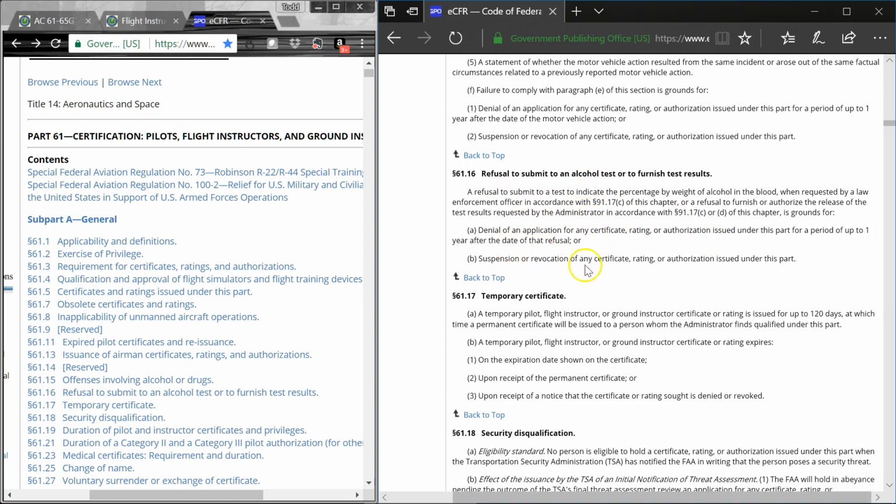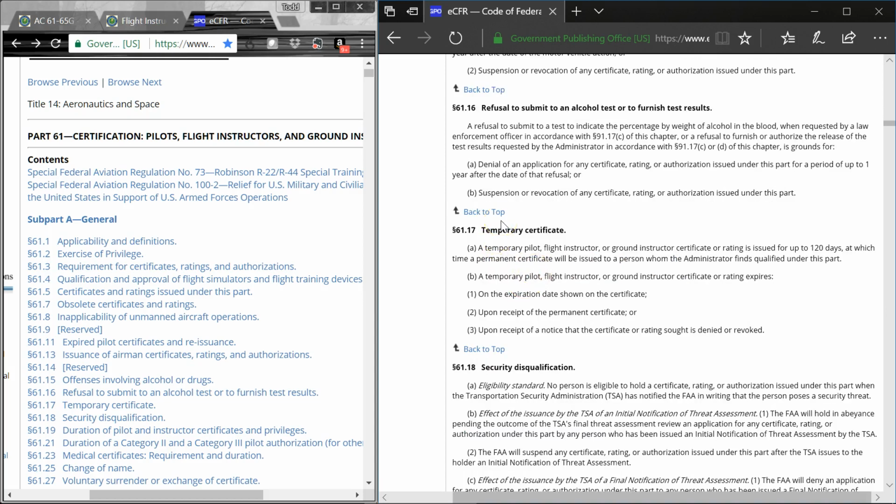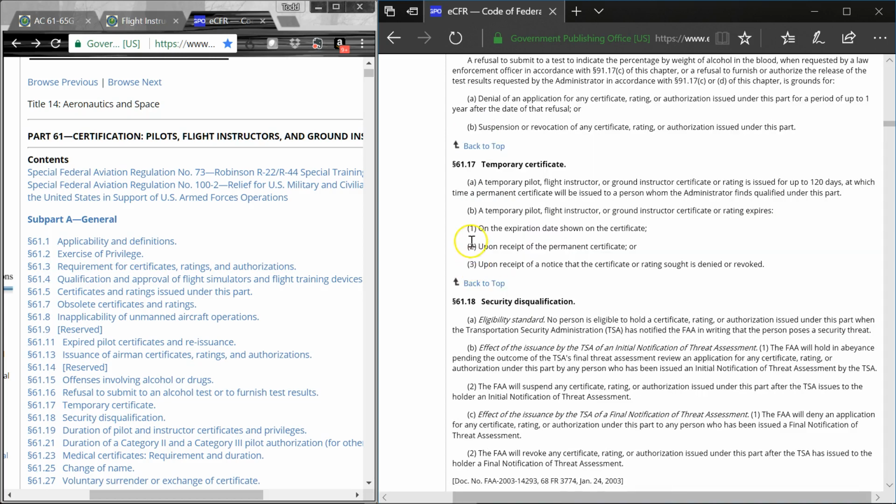And if you do it and the FAA finds out about it, well, that is denial of an application of a certificate rating and also grounds for suspension or revocation. So bottom line is, don't drink and drive. Uber is much cheaper than losing $60,000 or $70,000 worth of pilot certificates. So don't be an idiot.